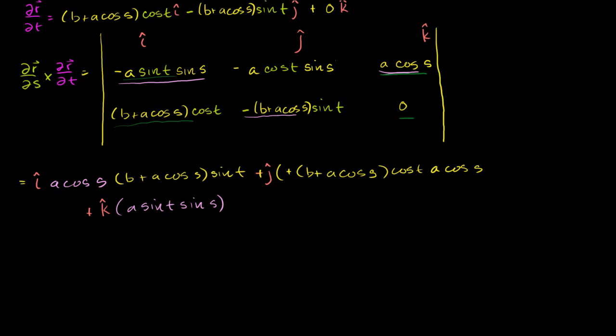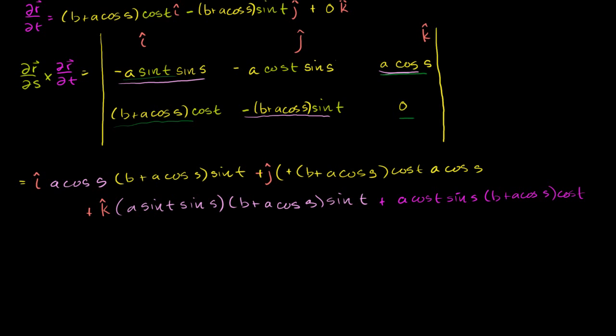And then this term right here is b plus a cosine of s, sine of t. So that's that times that, and the negatives canceled out. That's why I didn't put any negatives here. Minus this times this. This times this is going to be a negative number, but if you take the negative of it, it's going to be a positive value. So it's going to be plus a cosine of t sine of s times that, times b plus a cosine of s cosine of t.